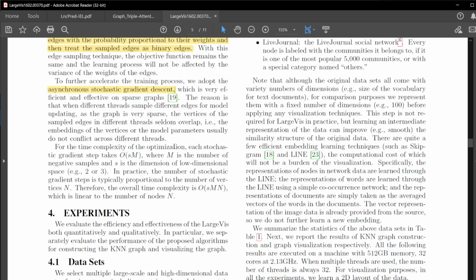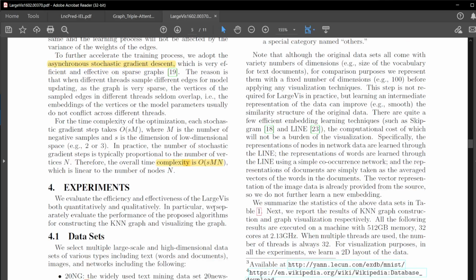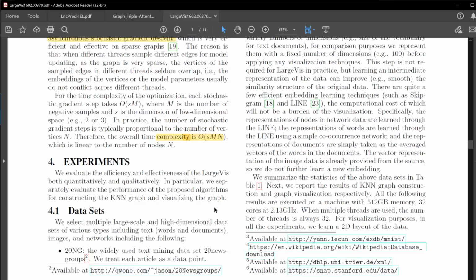4. Experiments. We evaluate the efficiency and effectiveness of LargeVis both quantitatively and qualitatively. In particular, we separately evaluate the performance of the proposed algorithms for constructing the KNN graph and visualizing the graph. 4.1 Data sets. We select multiple large-scale and high-dimensional data sets of various types including text, words and documents, images, and networks, including the following.